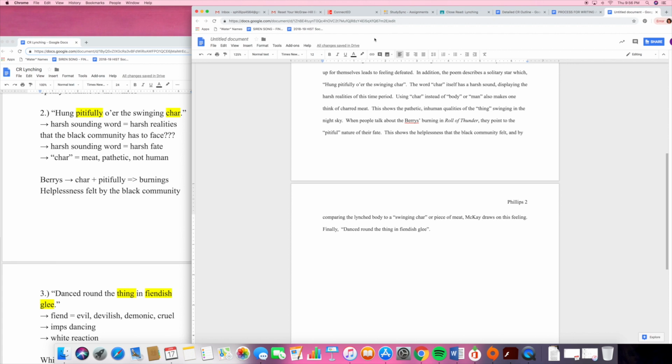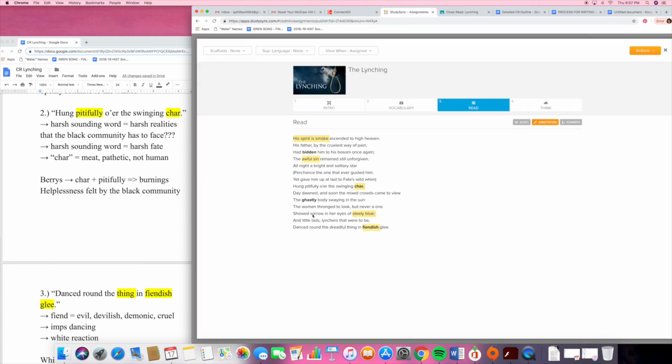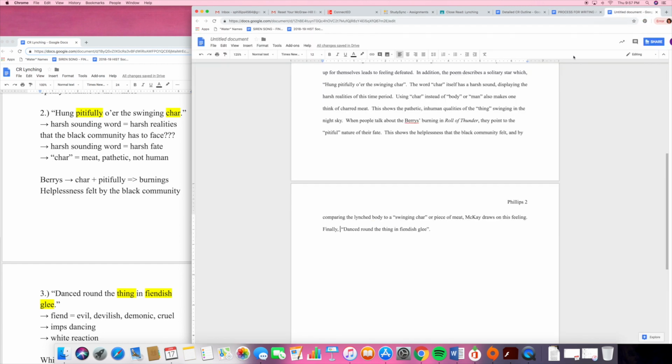Okay? Who's doing this? Remember the lads, the lynchers to be. Lynchers to be dance around the dreadful thing in fiendish glee. What would be a good lead-in for this? Finally, the poem ends. That's how the poem ends, with the image of white lads, let's say white boys, who danced around the thing in fiendish glee.